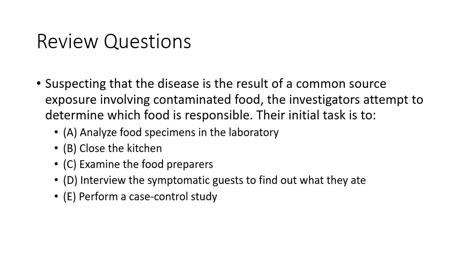Now, let's see, suspecting that the disease is a result of a common source exposure, right? Remember, there's common source exposure where they had exposure just to one thing at one time versus more of those propagated sort of exposures. Maybe there's like a contaminated water line or something like that they keep going back to. Let's say it's just a common source exposure. We want to determine what food is responsible. So the first thing we want to do is analyze food specimens in the laboratory for everything that was eaten there, close the kitchen, examine the food preparers. Do you want to interview symptomatic guests to find out what they ate or perform a case control study?